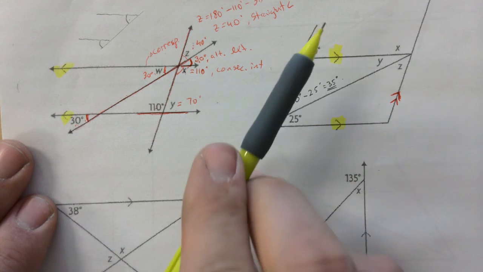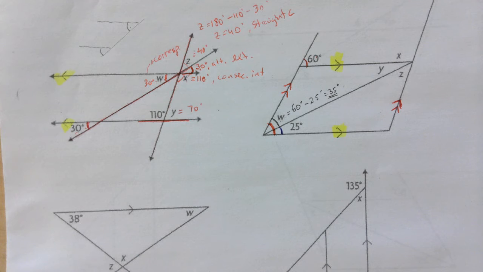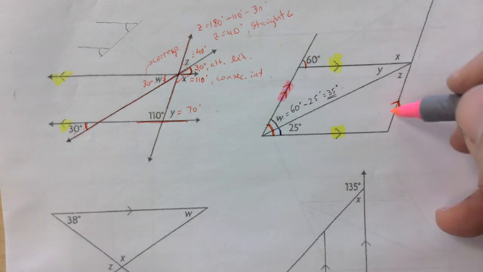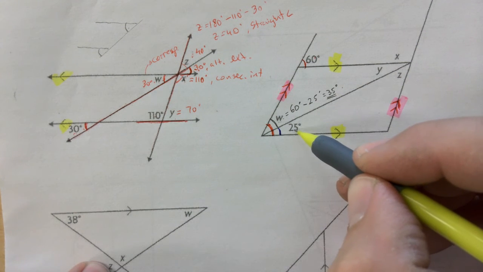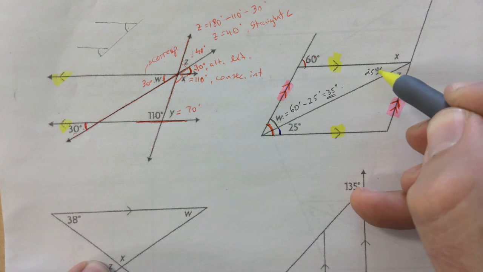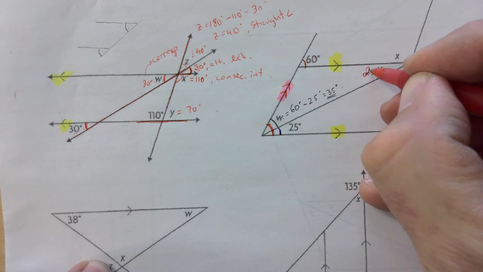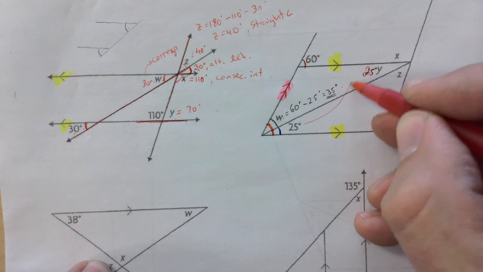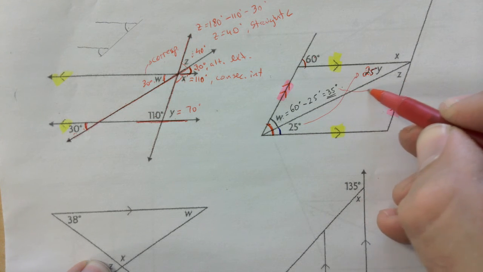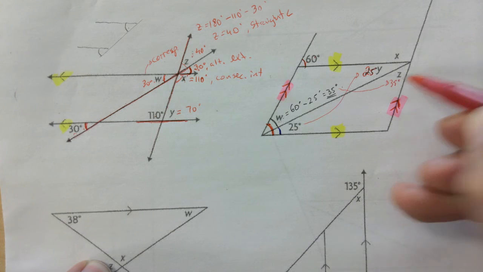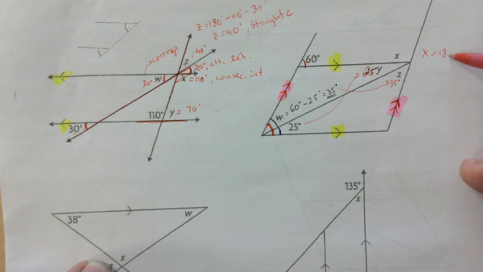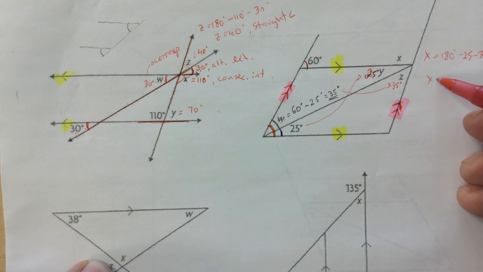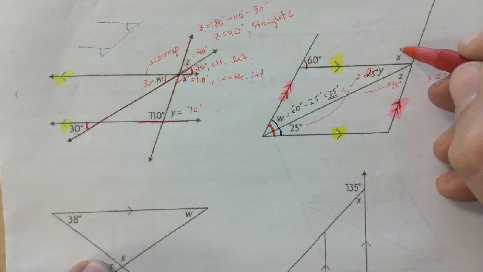Okay, now these are also parallel lines. So you can use that to jump this way as well, sideways. So this one comes over here as 25, and this one comes over here as 35. Now you have 2 out of the 3 along this straight line. So x will just be 180 minus 25 minus 35, which adds up to 60, right? So x is equal to 120. And there you have it.